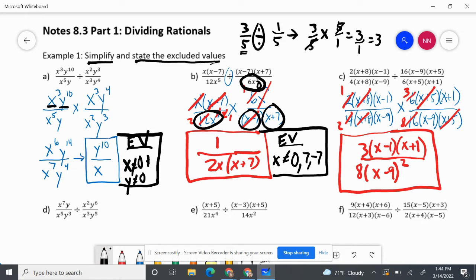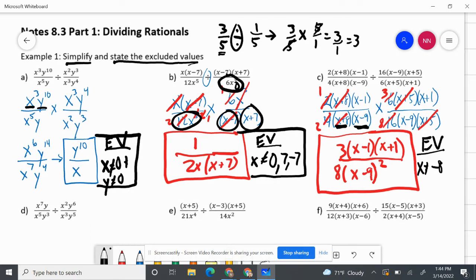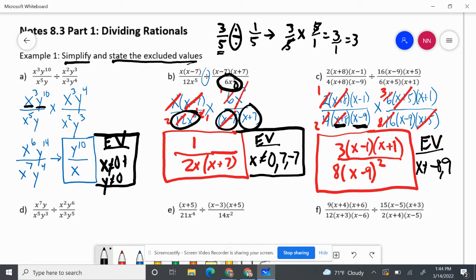When I'm looking at my excluded values, x cannot equal... This right here is a negative 8. This right here is a 9. Then I have another 9. I'm not going to write it twice. And then I have a negative 5. Now remember, these right here were once in the denominator, so I also have to put those. Here I have a negative 5, which I already have. Here's a negative 1. I don't have that, so I'm going to put the negative 1.